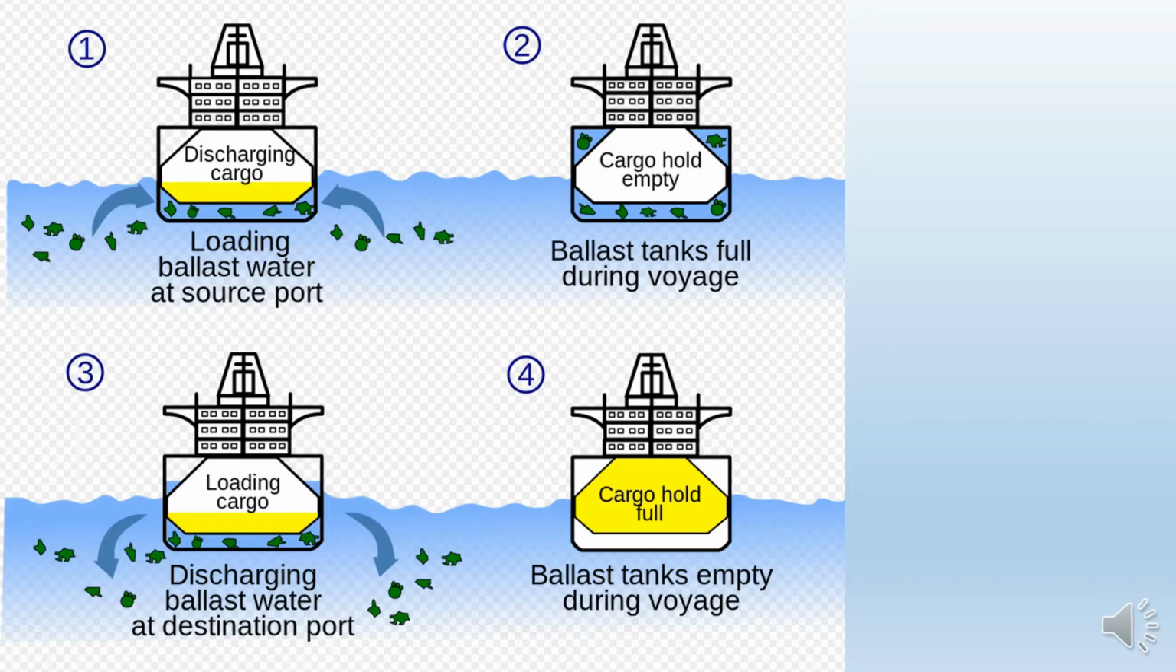Then again it will reach another port, the third port, we can say first port, second port, and third port. Here the cargo hold is full, that is, a completely loaded ship has now reached the other port where it will again be unloaded. So again we will be back to the first case, that is, discharging cargo. This is how the entire cycle of a cargo ship functions, and this is the role of the ballast water.